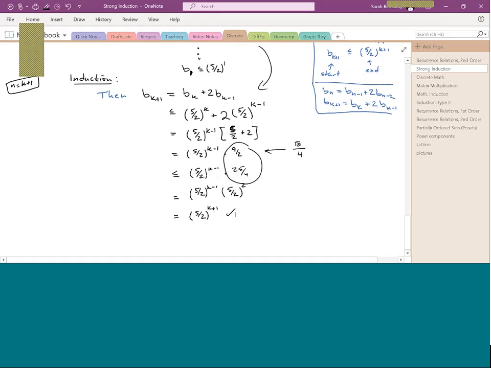We're done. So the conclusion is that yes, for this sequence, we totally get that each term is less than or equal to, actually quite a bit less than, 5/2 quantity raised to the same exponent as whatever the subscript was on the sequence term. Okay? But that's it for induction.